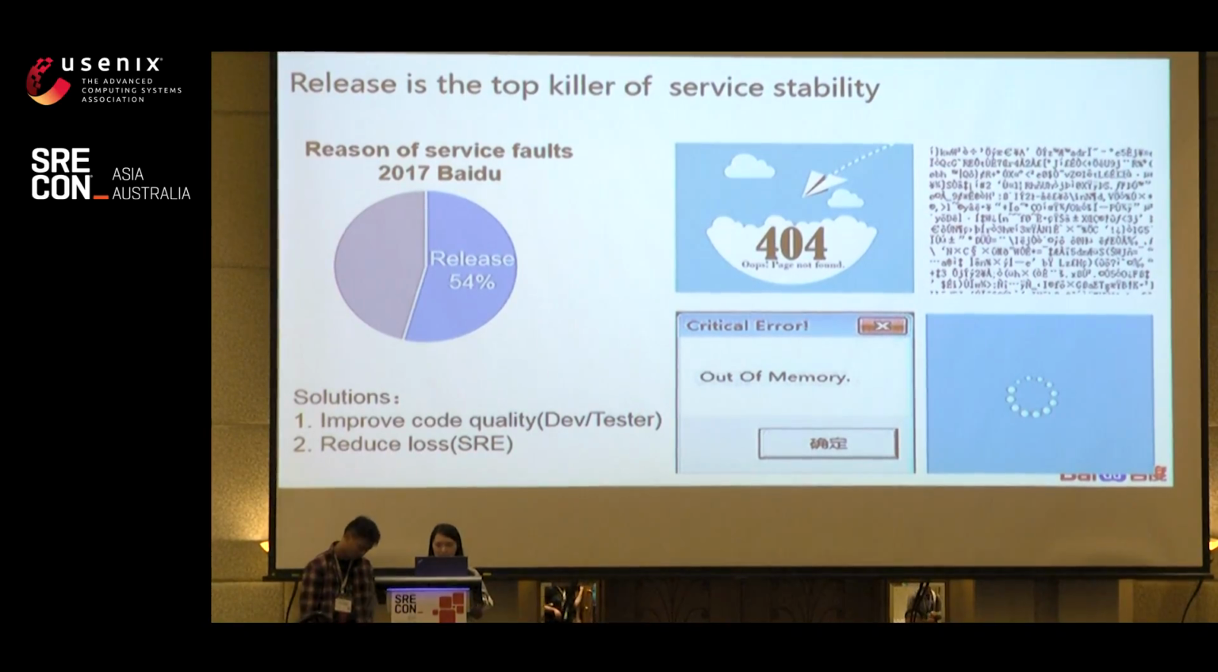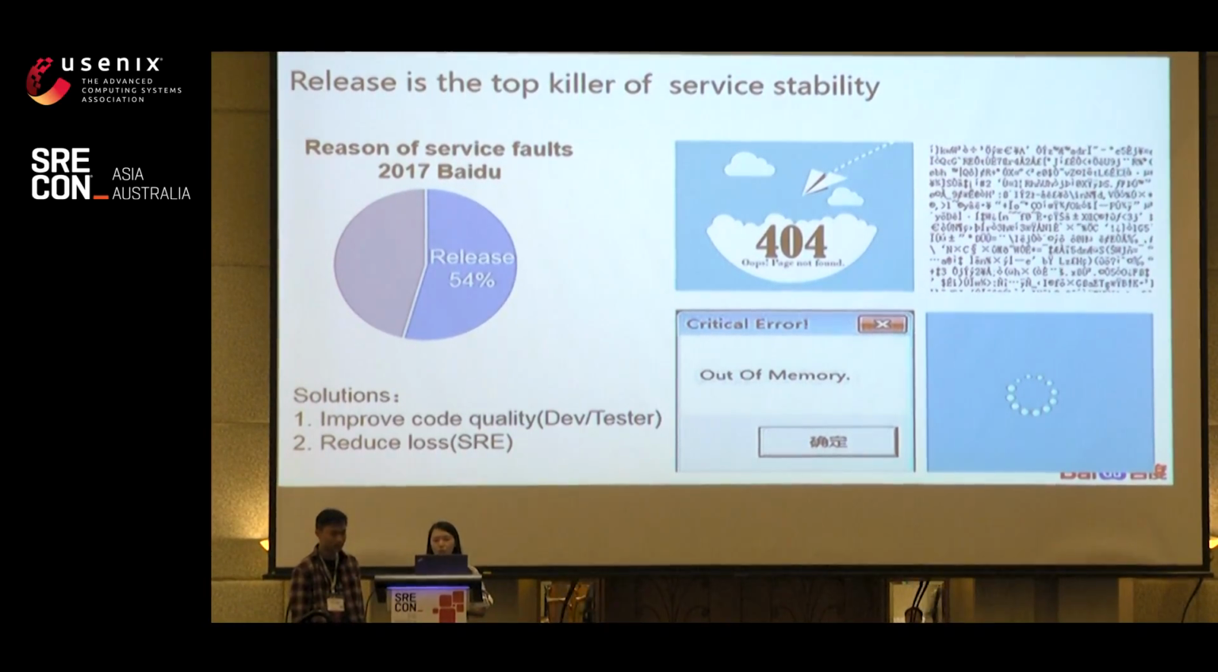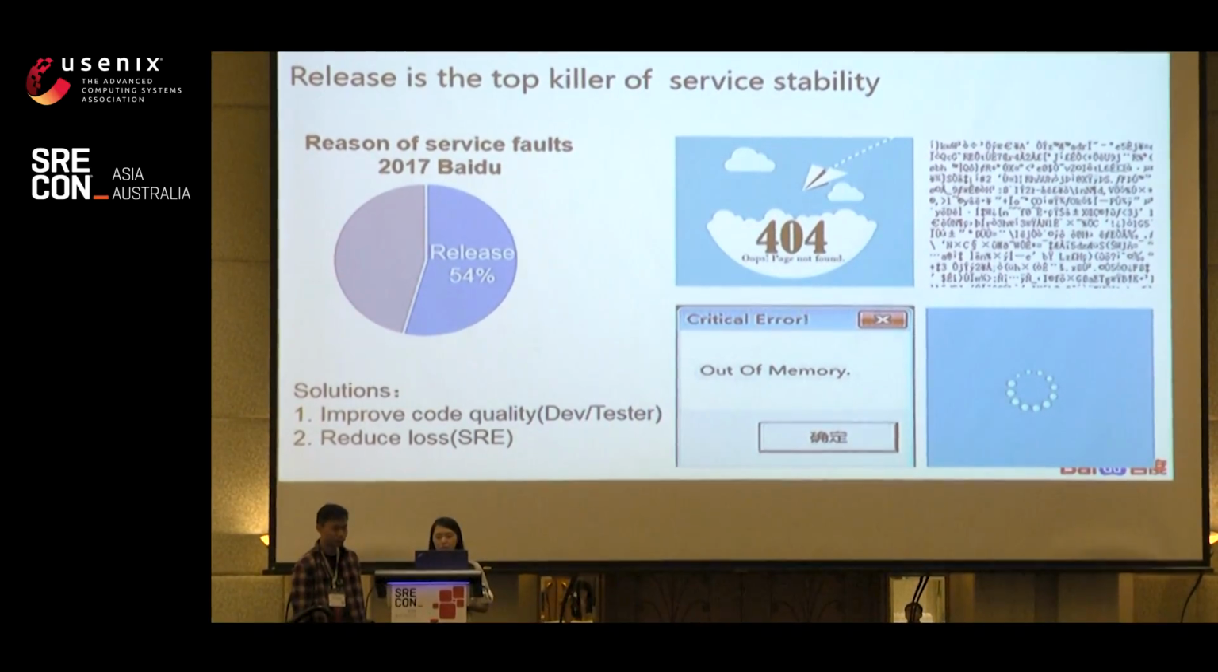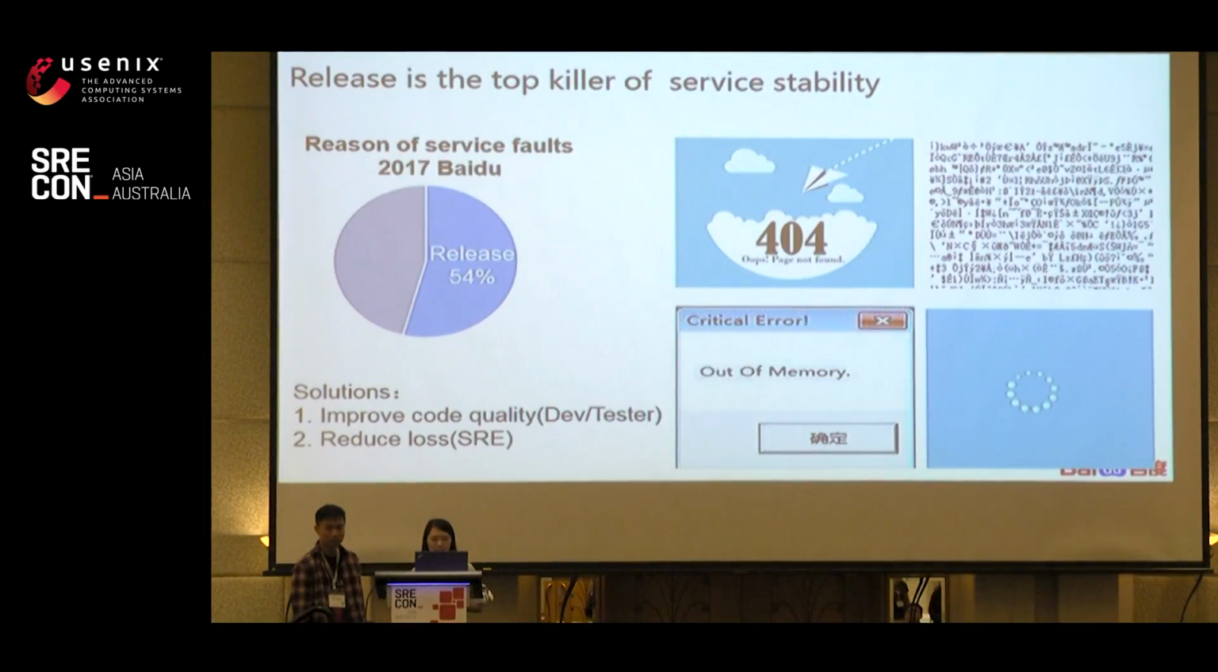How to solve it? On the one hand, we should improve the code quality to reduce the problems leaking to the release process. This is mainly the work of developers and testers. On the other hand, we should reduce losses as much as possible during the process of release. And this is mainly the work of SRE, and it is also the main content of this talk.